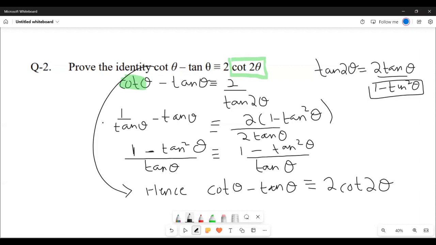Okay, any questions here? Or should we move on to question number 3? Okay, if not, then we start question number 3 now.